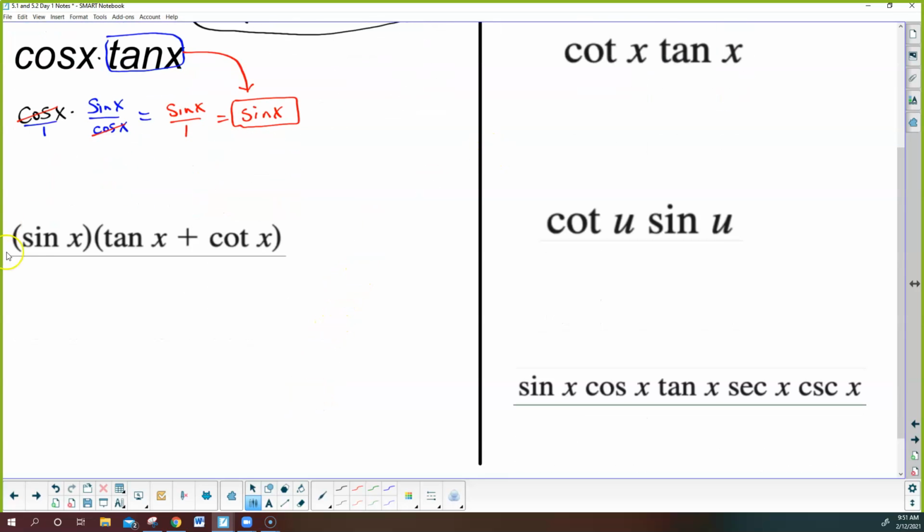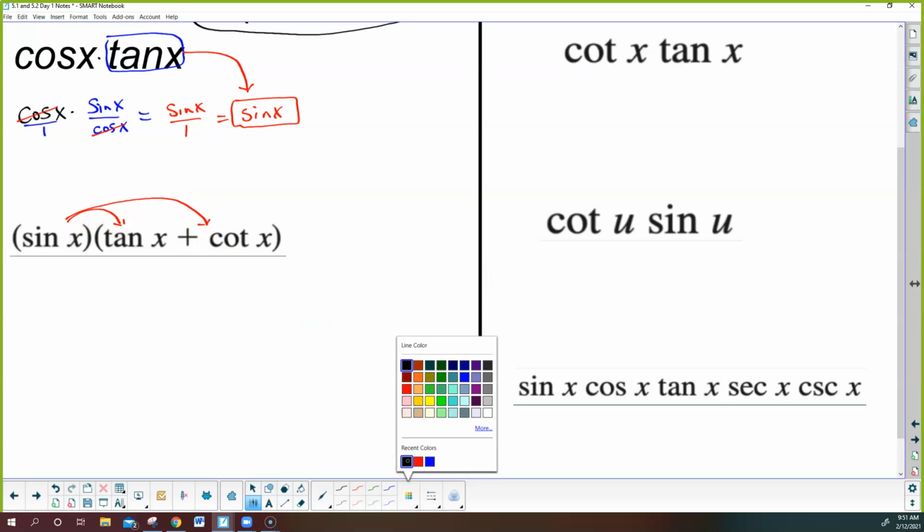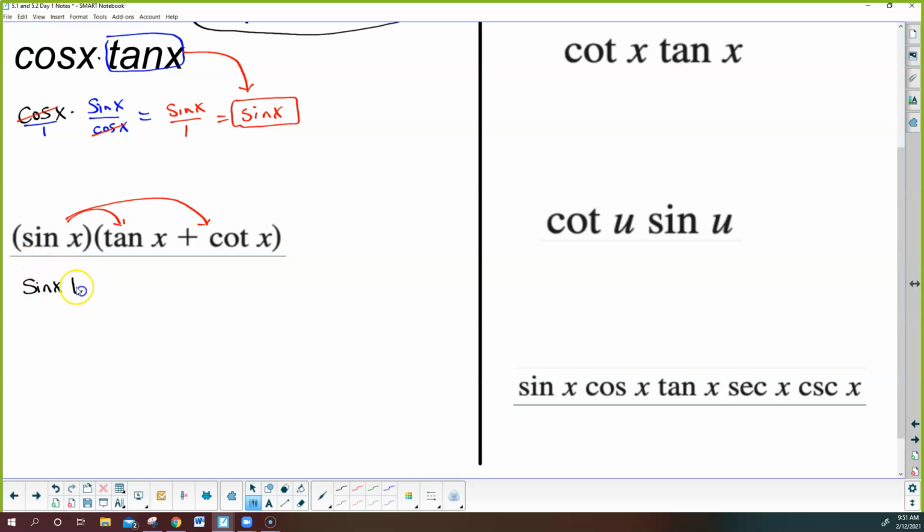All right, so let me show you this one now. Now you have options here, and I don't really care how you do it, but at some point this sine has to be multiplied into each piece. So maybe I want to distribute that sine first. So I get sine times tangent plus sine of x times cotangent. Well, now it's really the same thing we have up here, right?